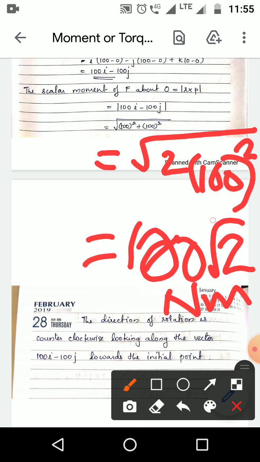The unit is Newton meter because the unit of force is given as Newton, and meter is used since length is involved, and the length of the sides of the cube is given as 1 meter. So the unit of length is meter, and the unit here is Newton meter.